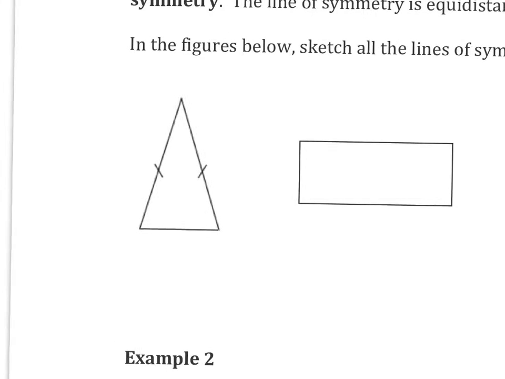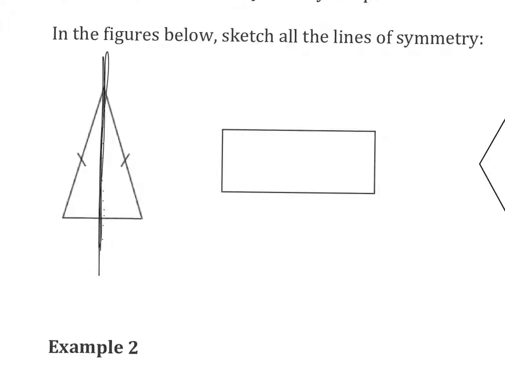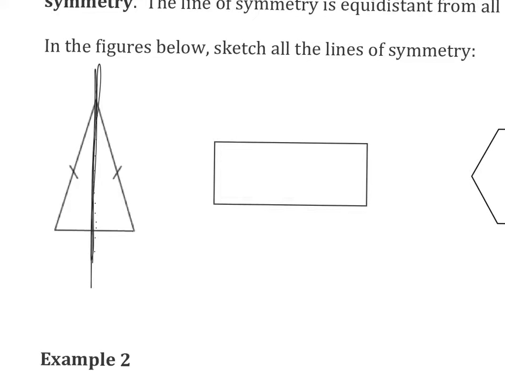If I was to look at this isosceles triangle, a line of symmetry would definitely be up and down the triangle right here because they are mirror images on each side. There are no other lines of symmetry on that one. In this rectangle, a line of symmetry would definitely be, in this case, horizontal. So we would have a horizontal line of symmetry, and we would also have technically a vertical line of symmetry.